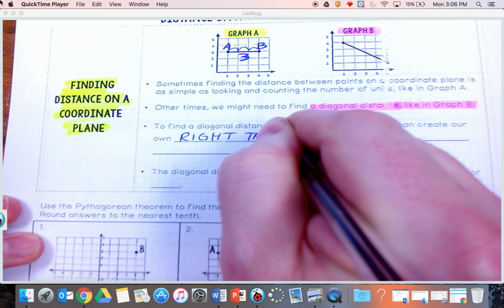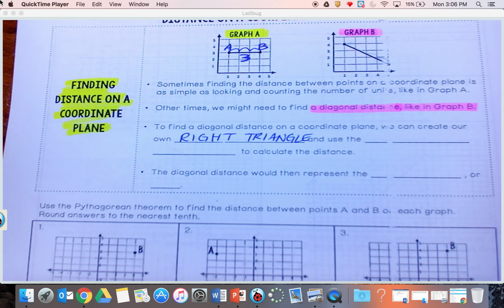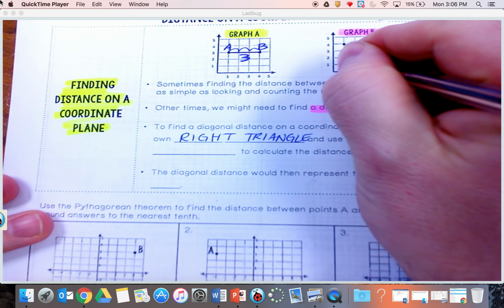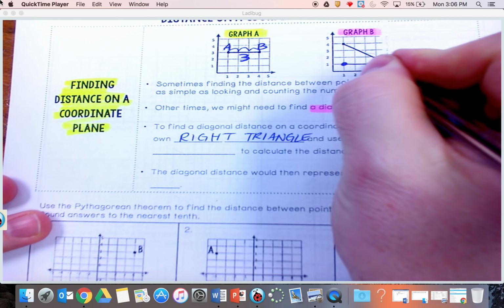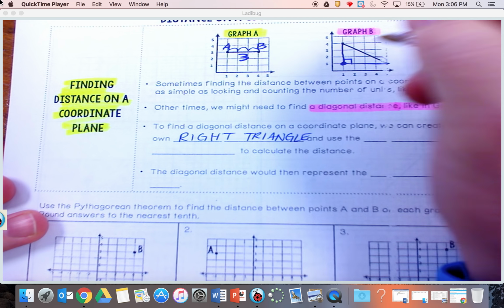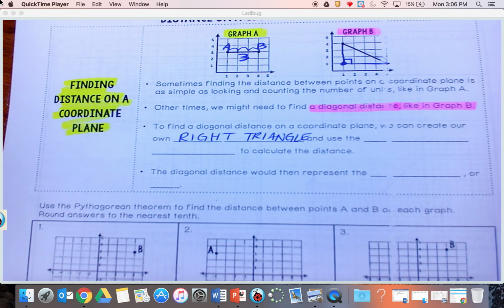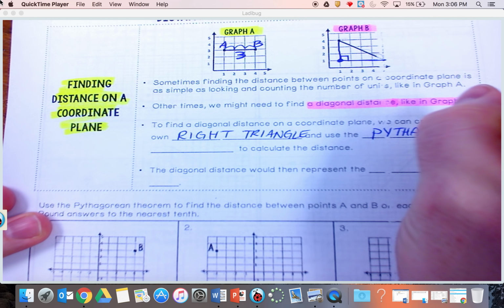When I make that right triangle, you should be able to see up here in graph B that I can put a point someplace that will turn that line into a right triangle. After I do that, I can see if I can put a point right there. And I now have a right triangle, and right there's my right angle. So now that I have a right triangle, I can use the Pythagorean theorem.